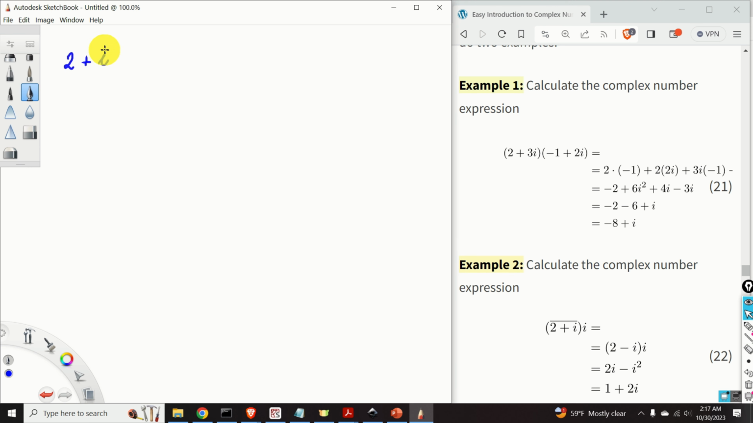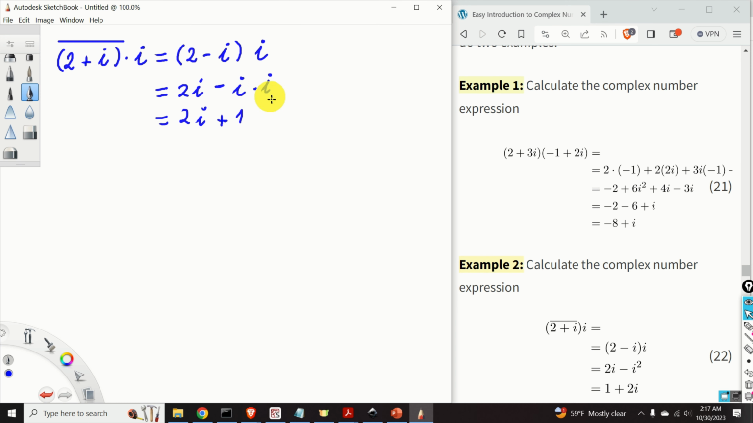Next, let's calculate this expression: 2 plus i, and then over here we add a horizontal bar, multiplying i. This horizontal bar should be interpreted as the conjugate of this complex number. First of all, we resolve this horizontal bar. We can write 2 minus i multiplying i. Let's see what happens over here. 2 times i is 2i, and minus i multiplying i is minus i squared, which is minus minus 1, plus 1. Consequently, the expression is 1 plus 2i.